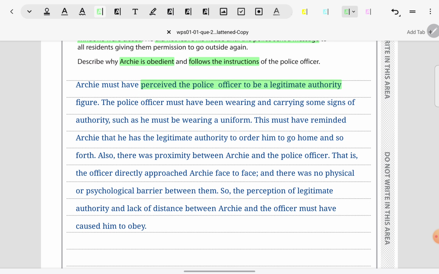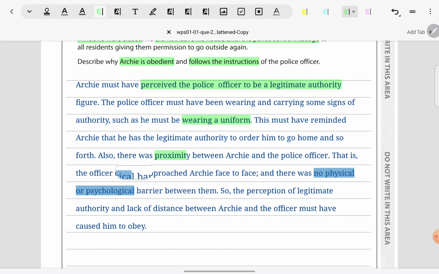authority by Archie because of the signs of authority. Definitely the police officer must be wearing a uniform. He must be carrying some gun or I forgot that rod which they carry, or he must be wearing badges. So all that must have been a very direct reminder to Archie that he's an authority figure, and then taking him to be legitimate authority, Archie must have decided that he must follow him and go home. He must follow his instructions. Another reason I have given is proximity. Between Archie and the police officer, there was no physical distance.